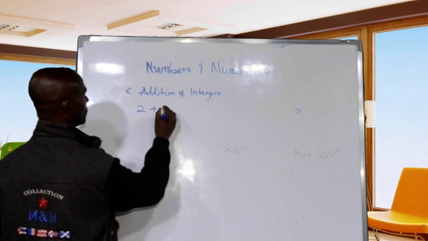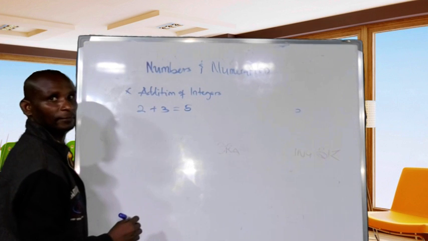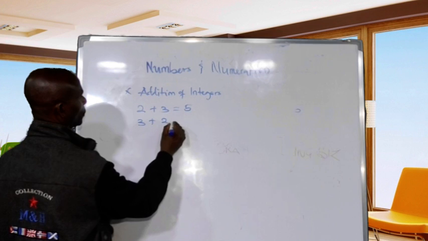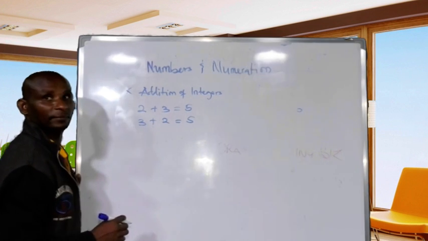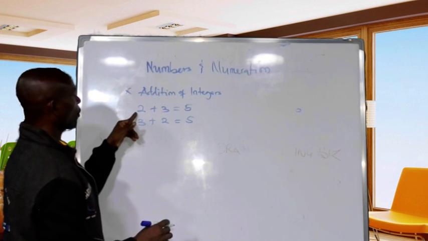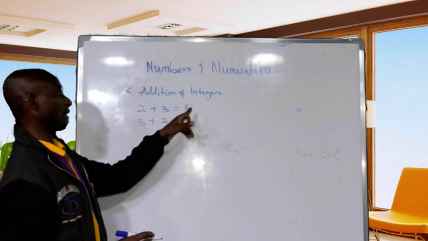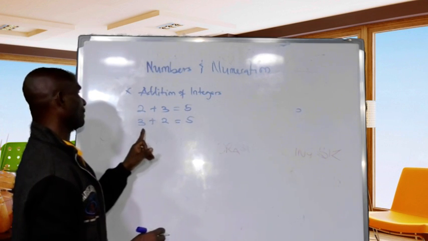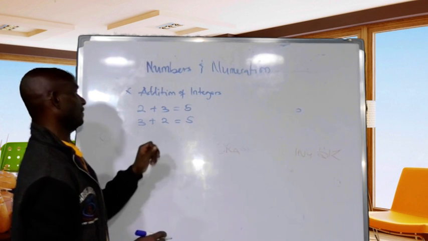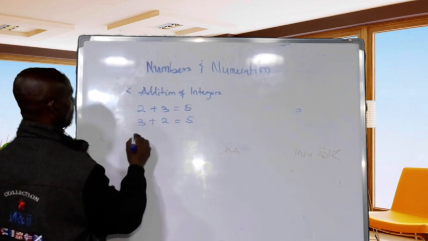2 plus 3, it's going to give us 5. If we have 3 plus 2, we are going to get 5. If we have small positive plus big positive, we are having 5. If we have a big positive plus a small positive, we are having 5. These are positive numbers we are adding together.